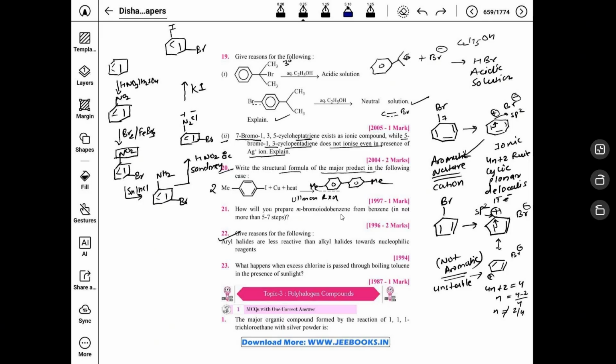Give reasons for the following. Aryl halides are less reactive than alkyl halides toward nucleophilic reagents. We know the reason for this reaction very well: because of the partial double bond character through resonance, which makes this bond much stronger, and hence a nucleophile can't break this one.